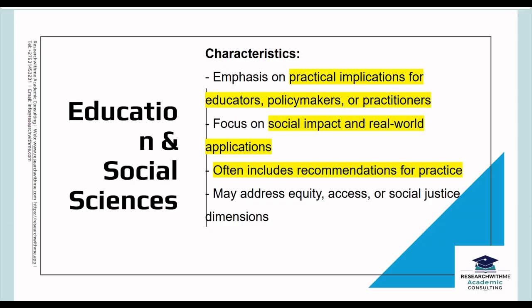So, in many cases, it's about practice, a change in practice, improvement in practice, in policy, inequality, access, social issues and all the rest of them. So these are the things that characterize broadly research in social science and education. And that's it. What does that bring to mind?